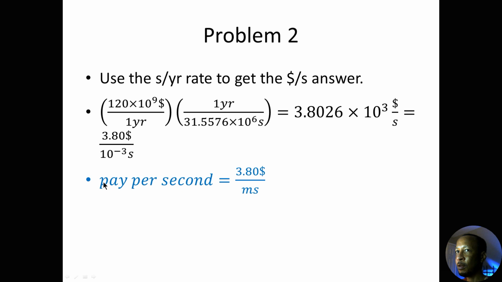And that gives us finally our pay per second is going to be at a rate of $3.80 per millisecond. So $3.80 per millisecond, okay, in order for that to all work out.